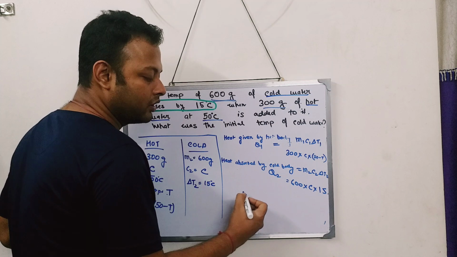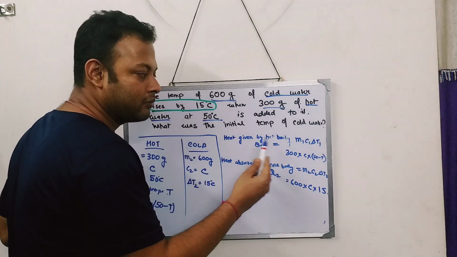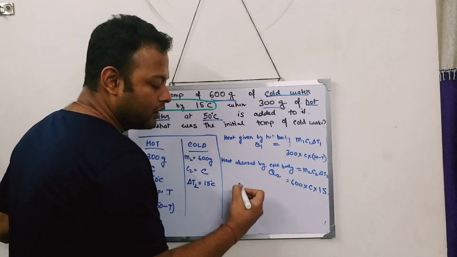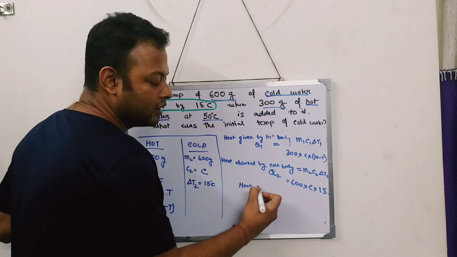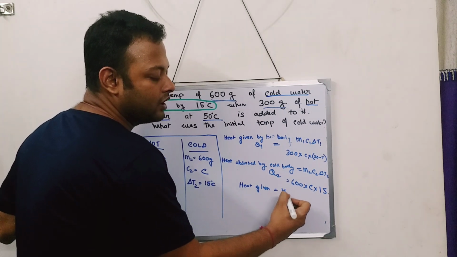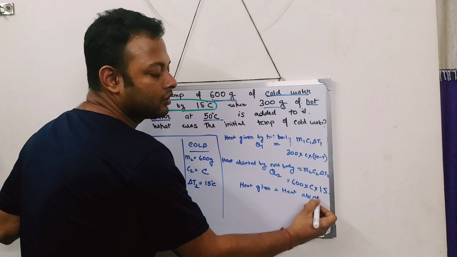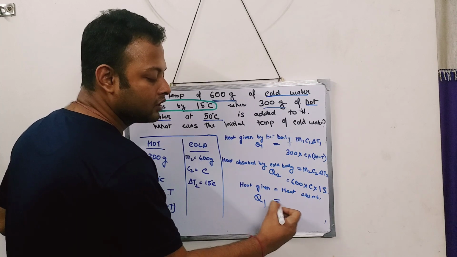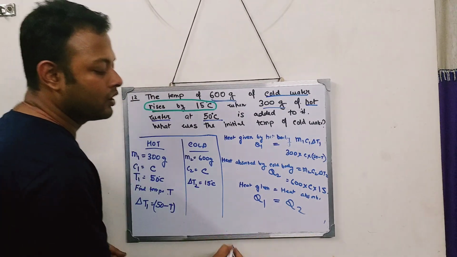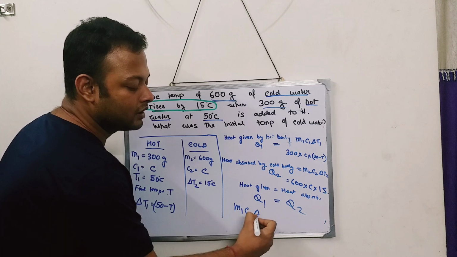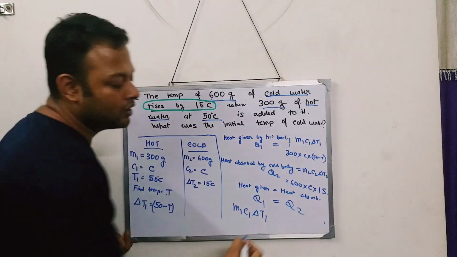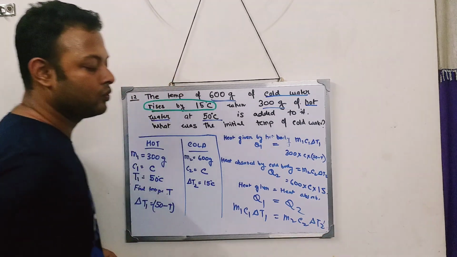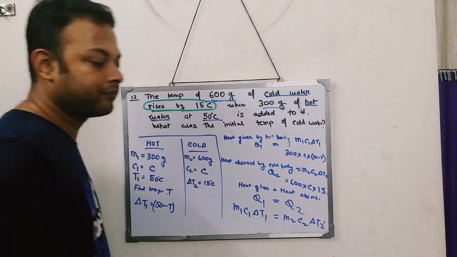Heat given by the hot body is equal to heat absorbed by the cold body. So according to the principle of calorimetry, heat given is equal to heat absorbed, provided there is no loss of heat to the surroundings. So Q1 is equal to Q2. So Q1 is equal to what? M1 C1 delta T1 is equal to M2 C2 delta T2. So Q1 is equal to Q2.